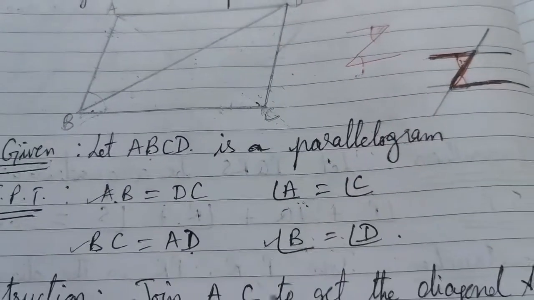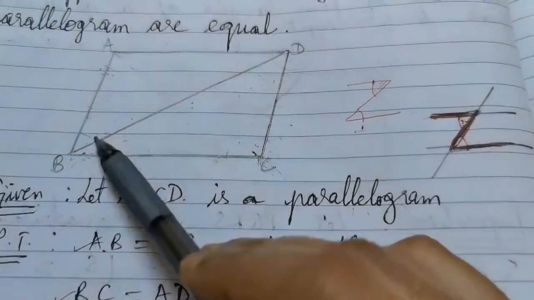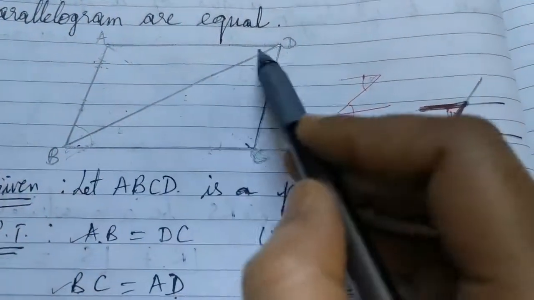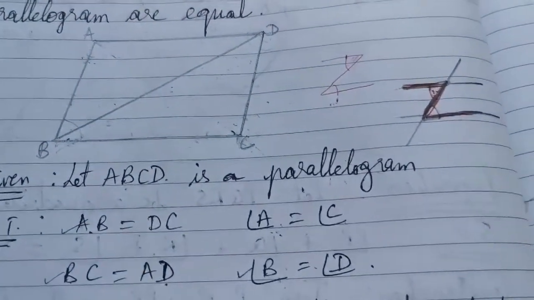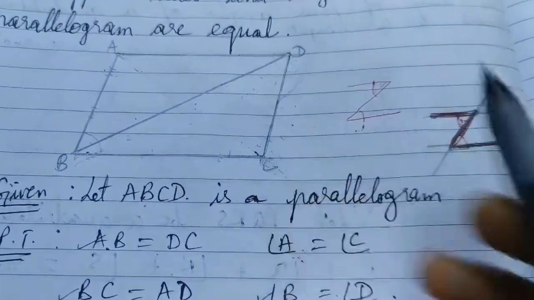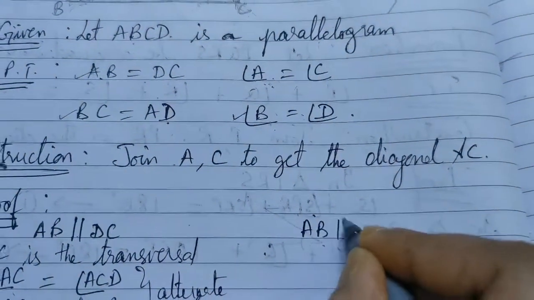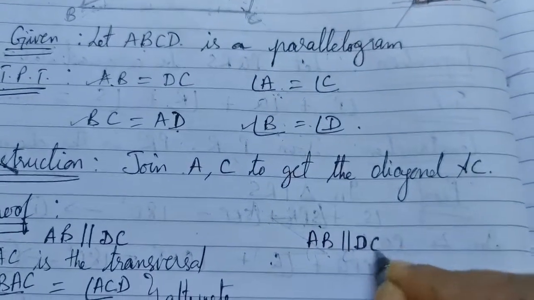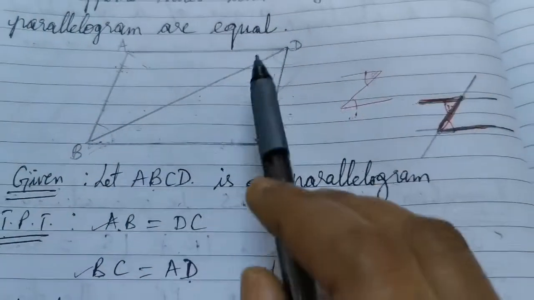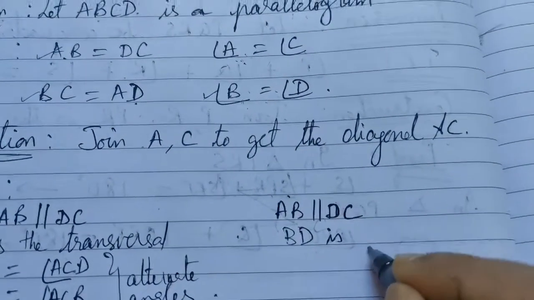To prove angle B is equal to angle D, I joined AC. To prove angle A is equal to angle C, I will join the diagonal BD. So now let me take AB is parallel to DC. Last time AC was the transversal. Here BD is the transversal.